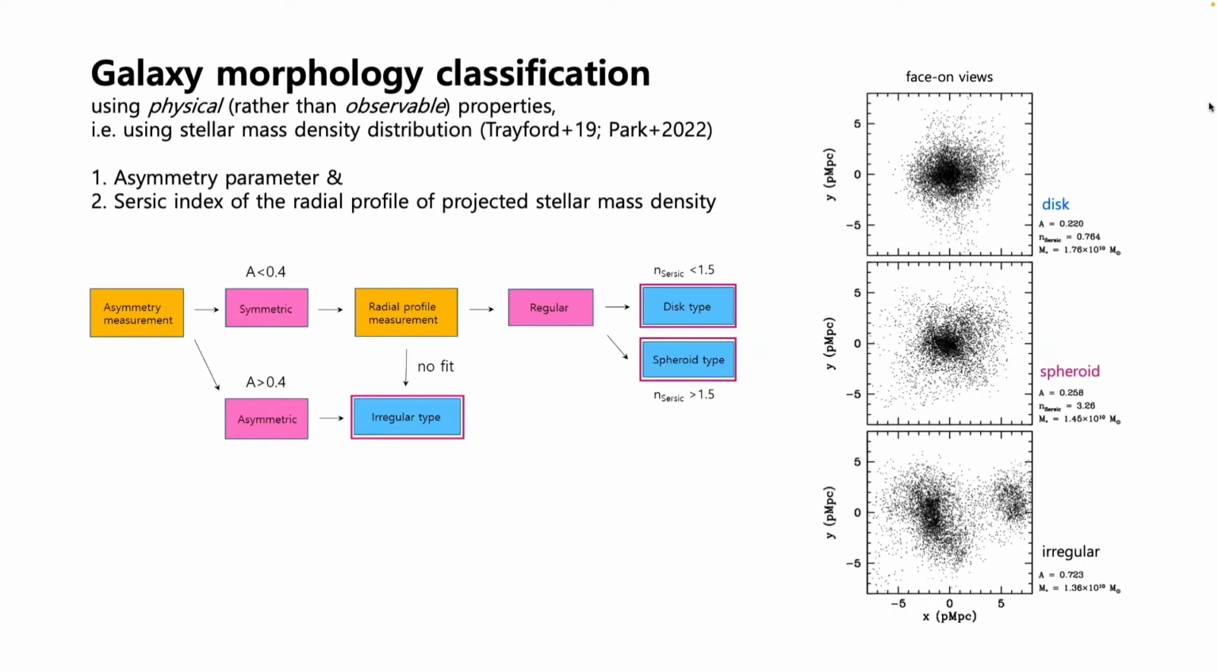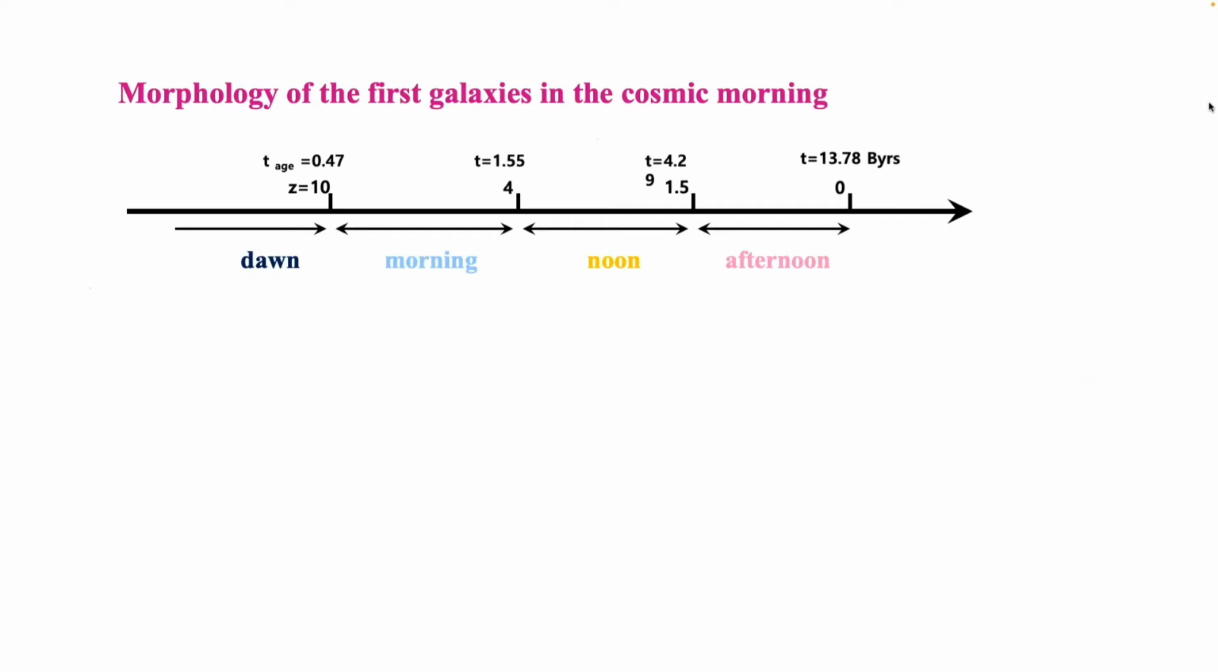criteria for us. And here are some examples showing the 3 morphological types at redshift 6. These are disk and spheroid and some merging galaxies classified as irregular. Okay, so let's look at the morphology of galaxies at high redshift. I divide the epochs in this way. The period between z equal 10 and 4, I call cosmic morning, and 4 to 1.5 noon, and after 1.5 is cosmic afternoon.